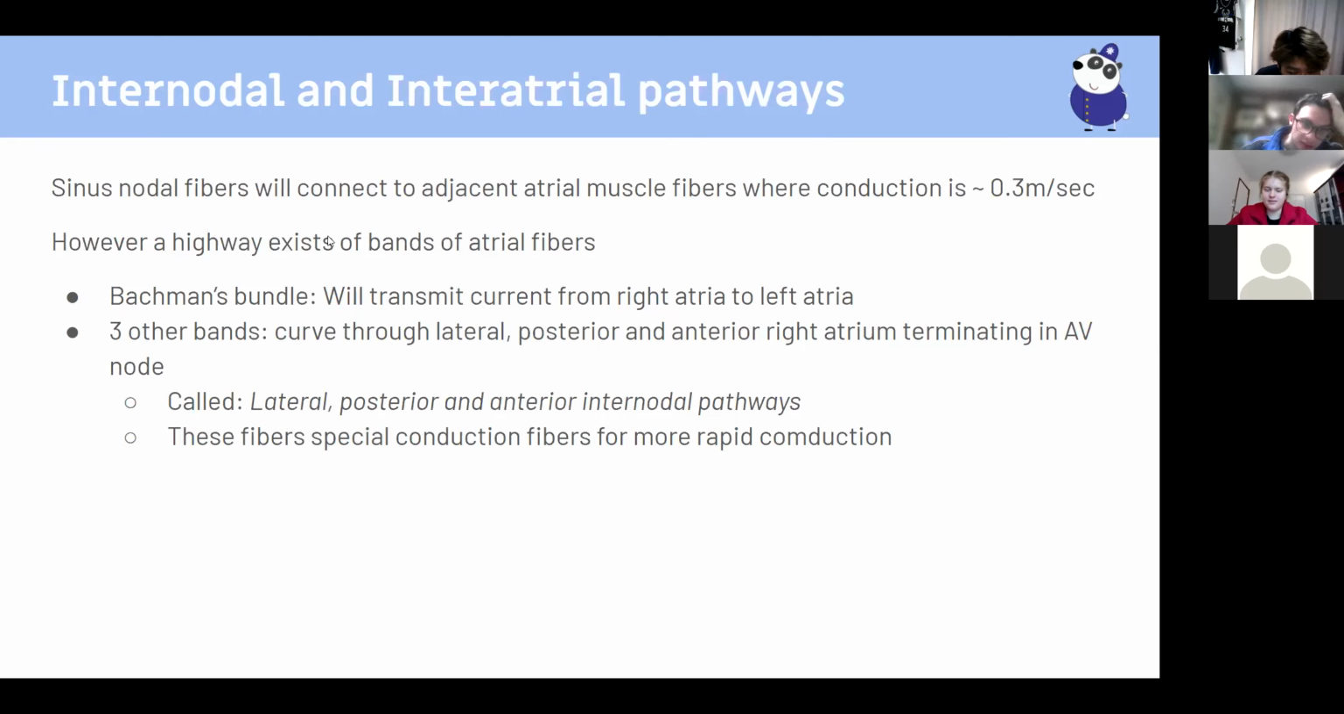This is just talking about internodal pathways. So sinus nodal fibers will connect to adjacent atrial muscle fibers. So the conduction, these internodal fibers are like a highway. Usually this is the speed at which electrical signals travel through heart muscles. In these bands, it's much quicker. And the reason for Bachmann's bundle is to make the left atrium depolarize synchronously with the right atrium. And then you have these three other bands, to the AV node, special conduction fibers for more rapid conduction.